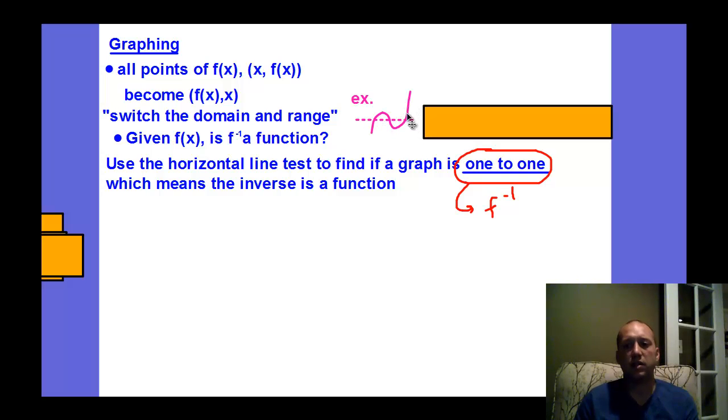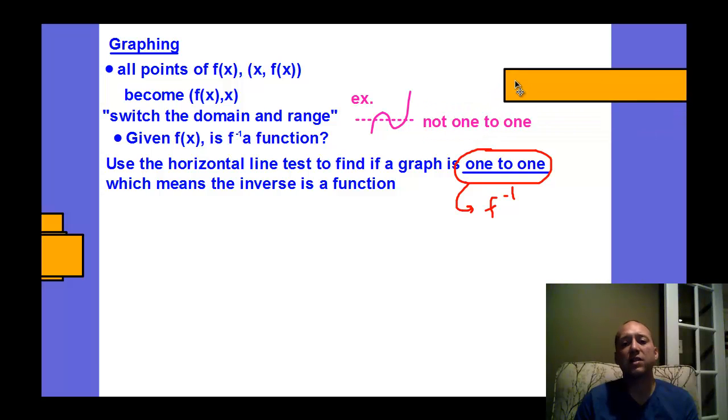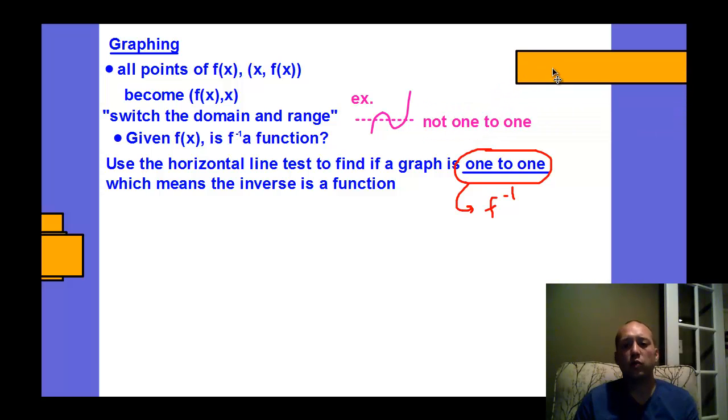Because it hits more than one point, then we know it's not 1-to-1. If it's not 1-to-1, then the inverse is not a function. So it's not 1-to-1, so the inverse is not a function. That's the whole point of 1-to-1 and the horizontal line test. The vertical line test tells us if this is a function, which this one is. The horizontal line test tells us if the inverse is a function.